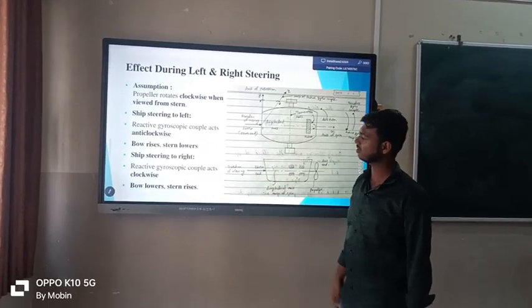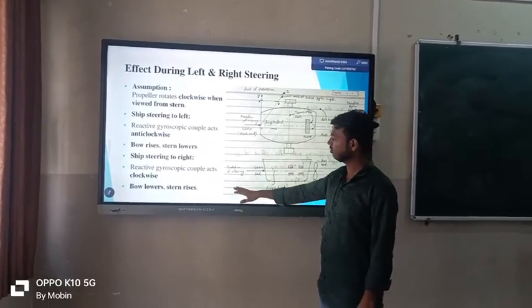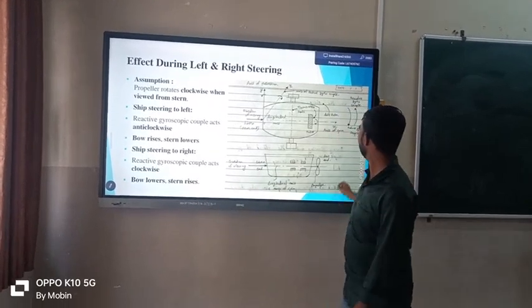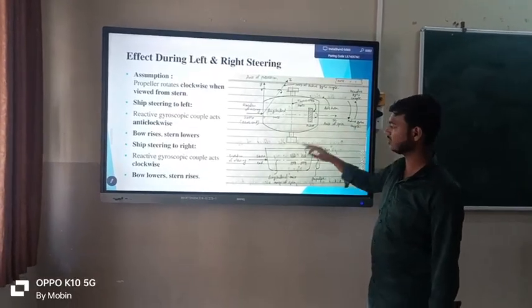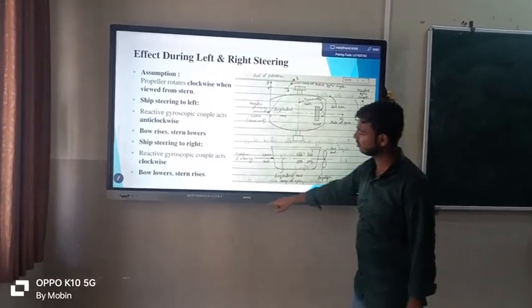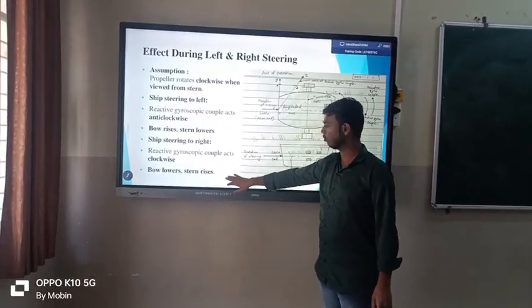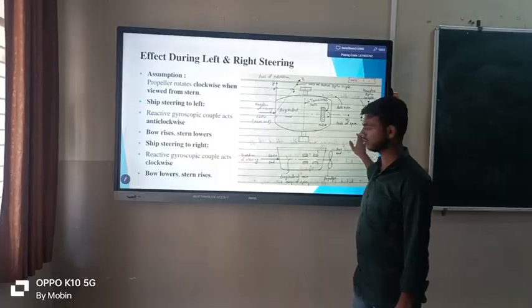Similarly, when the ship is steering to the right, the active gyroscopic couple will act anti-clockwise, and the reactive gyroscopic couple will act clockwise. This lowers the bow and raises the stern.